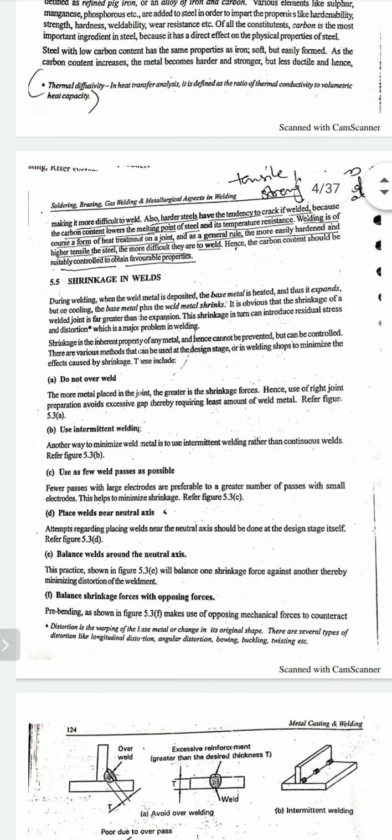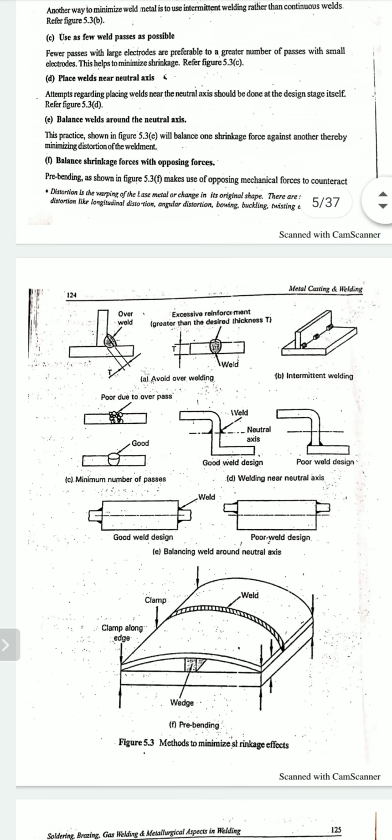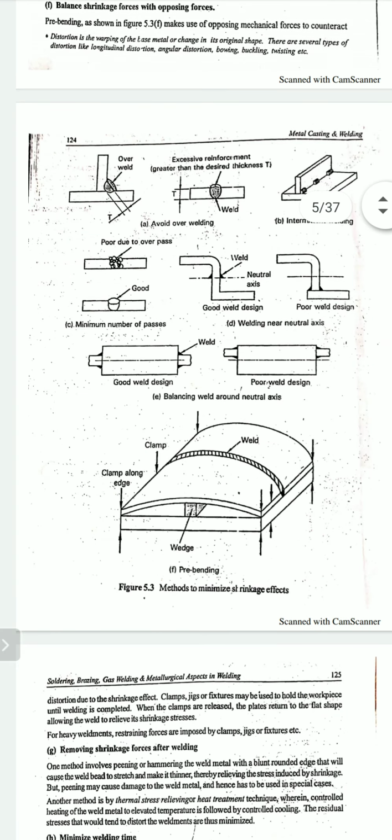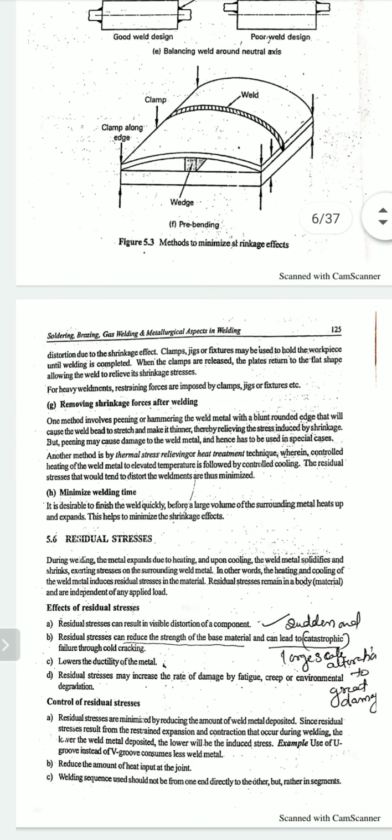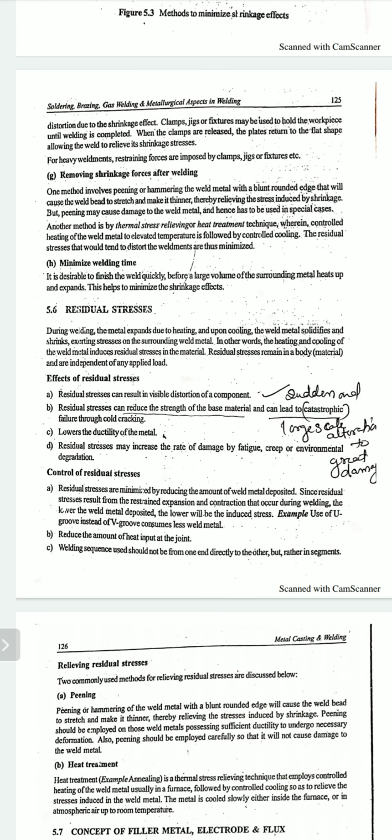Shrinkage in the welds: which parameters have to be controlled to avoid shrinkage in welding, as well as to avoid shrinkage defects, with some diagrams as examples. Also how to control and remove the shrinkage force after welding was discussed in yesterday's class. Now today we are going to proceed with residual stress.